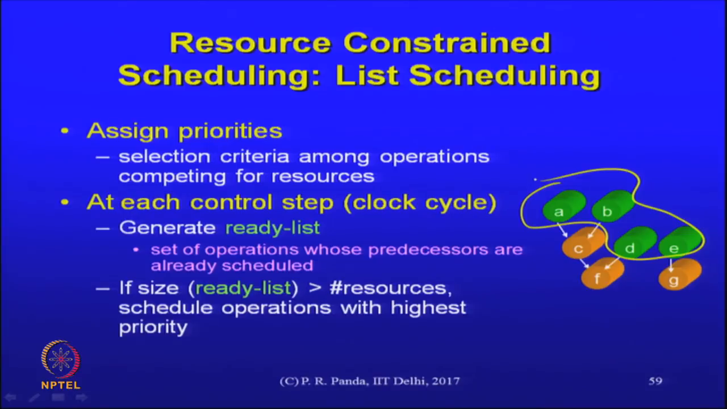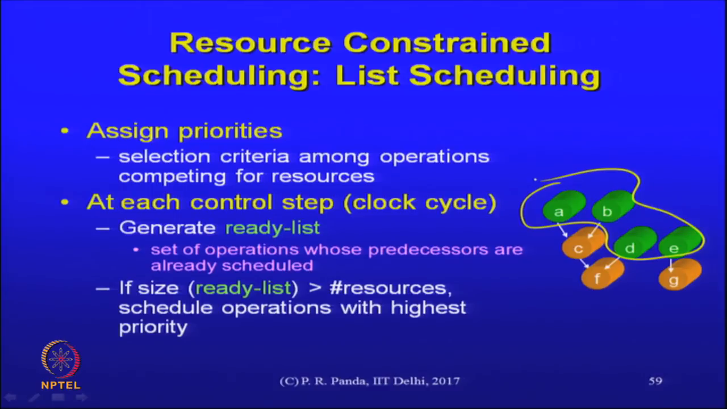So, you generate a ready list. If the size of the ready list is less than or equal to the number of resources that you have at your disposal, then there is no issue at all. You just schedule all of the elements in the ready list to that clock cycle or that control step. But if it is greater, then there is an issue. We have to decide which subset of the operations to schedule. That is what is difficult in the most general case.